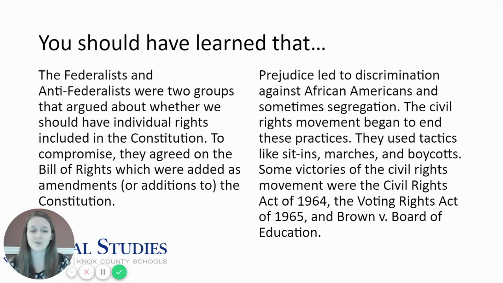In the Civil Rights article, you learn that prejudice, meaning intolerance, can lead to discrimination, or unequal treatment, against African Americans, and sometimes segregation, which is forced separation. The civil rights movement began to end these practices. They used tactics like sit-ins, marches, and boycotts, and some victories of the civil rights movement were the Civil Rights Act of 1964, which banned discrimination in public accommodations, the Voting Rights Act of 1965, which ended literacy tests and poll taxes, and Brown versus the Board of Education, which ended segregation in schools.